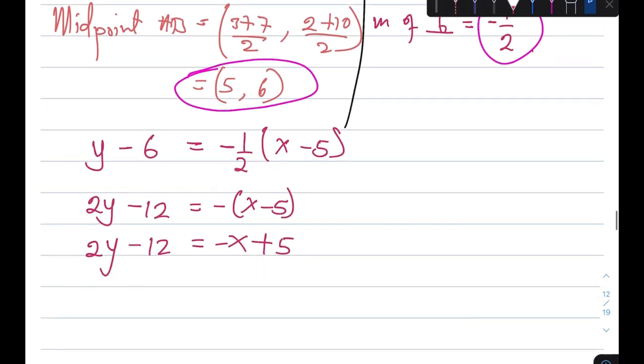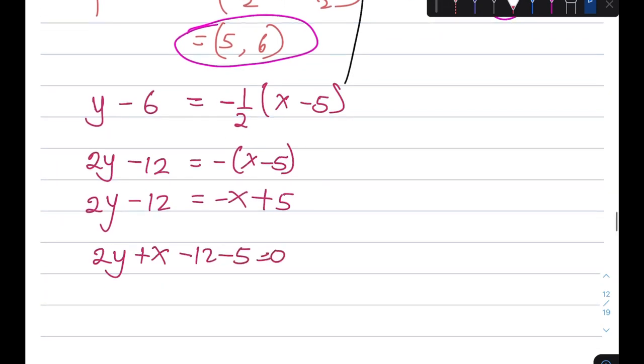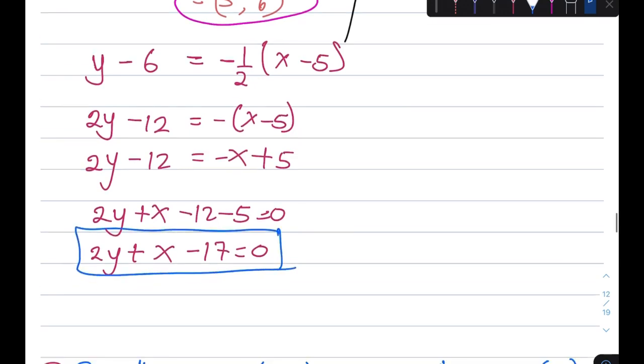So you can have 2y plus x minus 12 minus 5 is equal to 0. So you have 2y plus x minus 17 is equal to 0. So this is another way to leave your answer. Sometimes the examiner will say leave your answer in the form ay plus bx plus c is equal to 0. So this is how you will leave it.